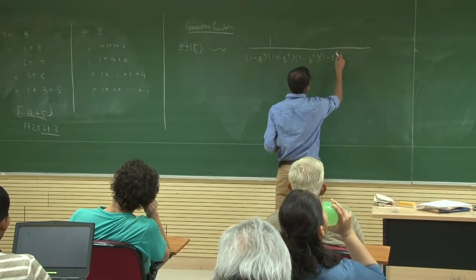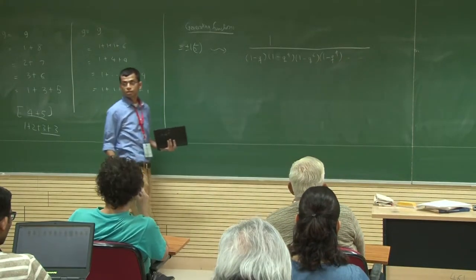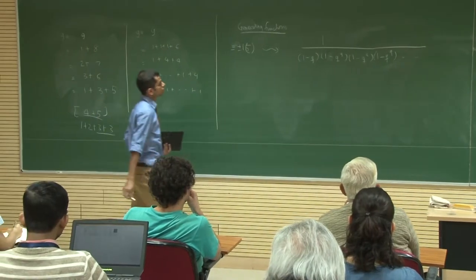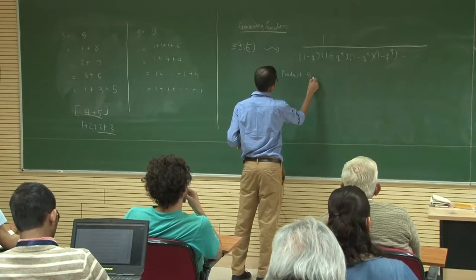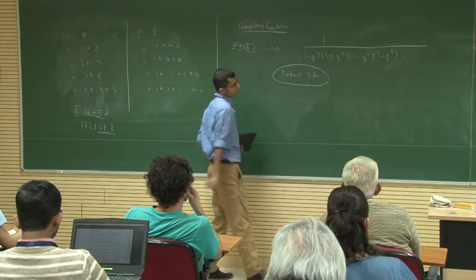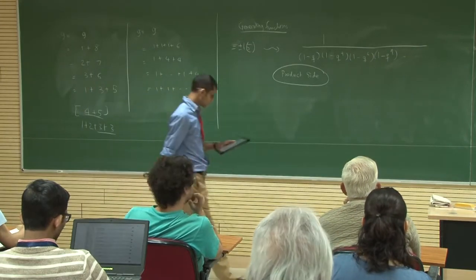So this generating function is easy to find. It's all numbers congruent to plus or minus 1 mod 5, right? So that's called a product side for obvious reasons. Let's try to figure out the generating function for the left-hand side, okay?